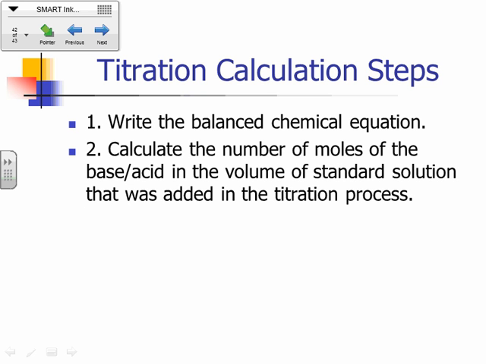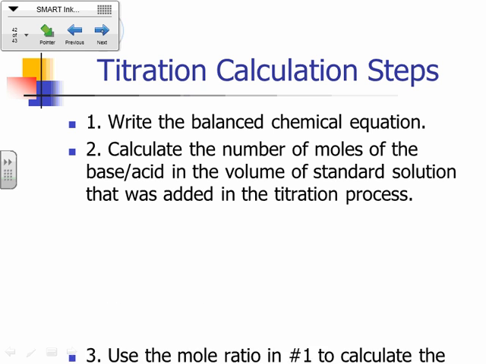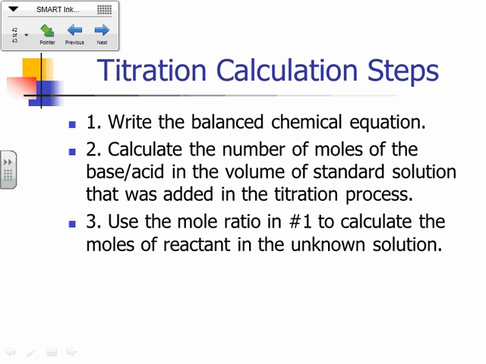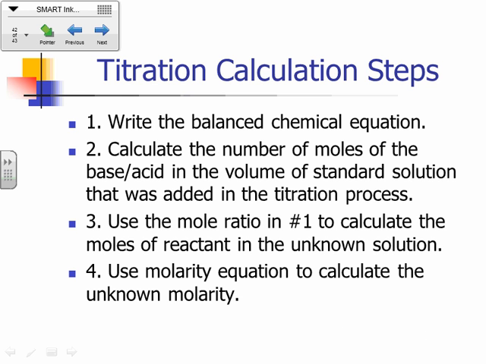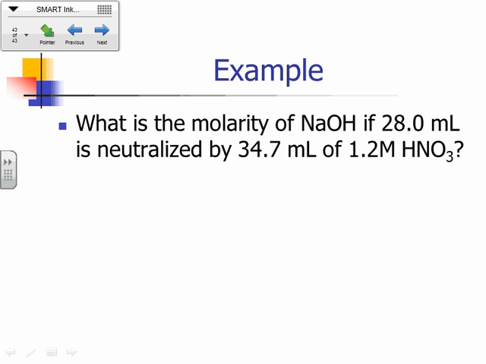Then we're going to calculate the number of moles of the base or the acid in the volume of the standard solution that was added. And then we're going to say, okay, the mole ratio from our balanced chemical equation will help us to know how many moles of the unknown that we had, okay? And again, this is all just words. It's not going to make a lot of sense until we go through a practice problem. And you're going to use the molarity equation to calculate the unknown molarity. Okay, so here's an example.